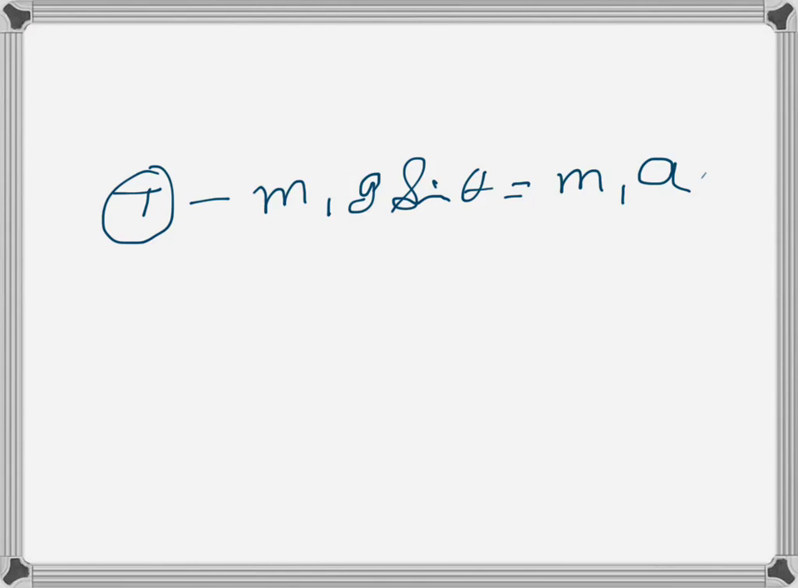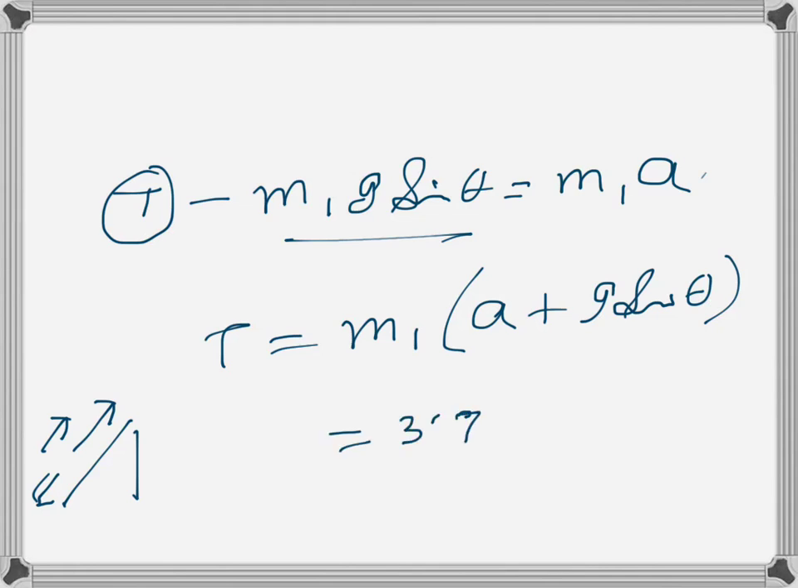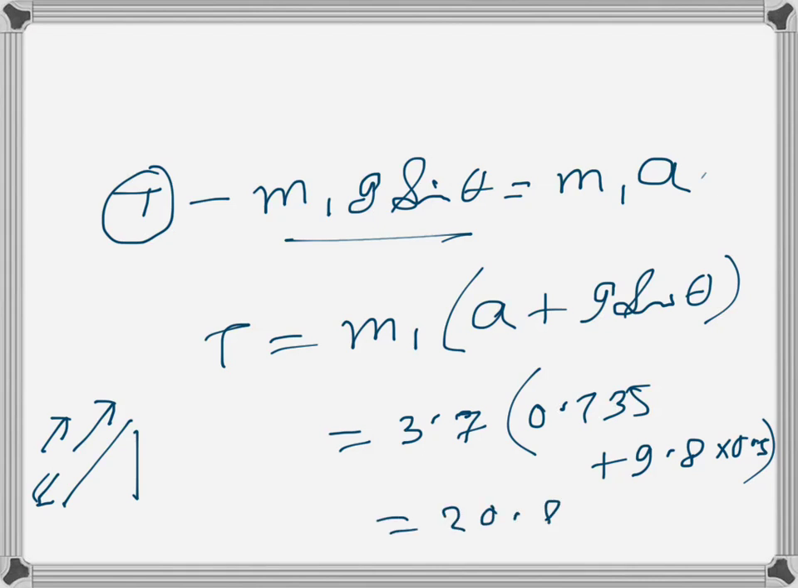Maybe I can draw the diagram here again. So tension is this way, and this one is this way, and the subtracted value is the mass times acceleration. So tension will be m1 times a plus g sine theta. So this one is 3.7, a is 0.735, and g sine theta is 9.8 times sine 30 degrees, 0.5. Let's see what we get. So we get 20.8 Newton. So that is the value of the tension in the cord.